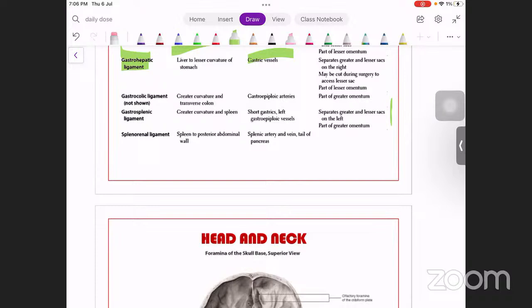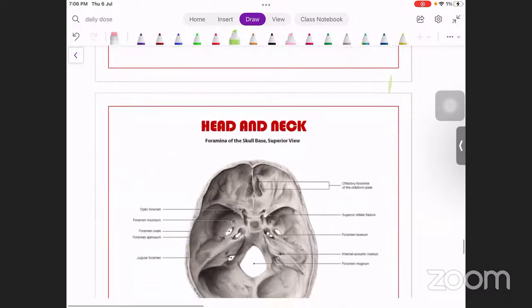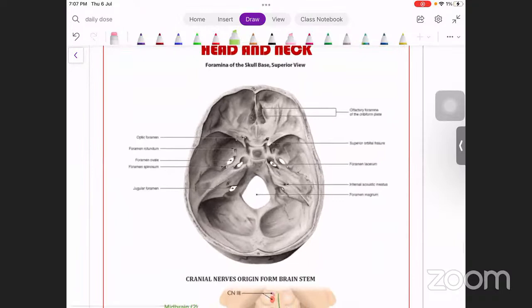Apart from that, the next area we are going to talk about is the head and neck. We divide the head and neck into three regions, namely the anterior cranial fossa, the middle cranial fossa, and the posterior cranial fossa. Let me put this.